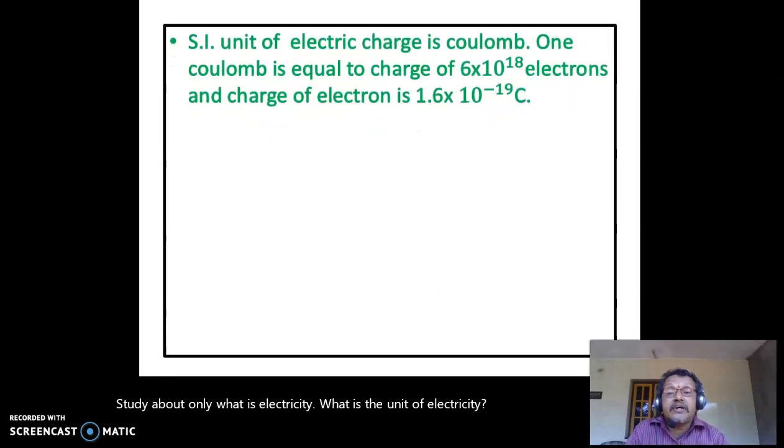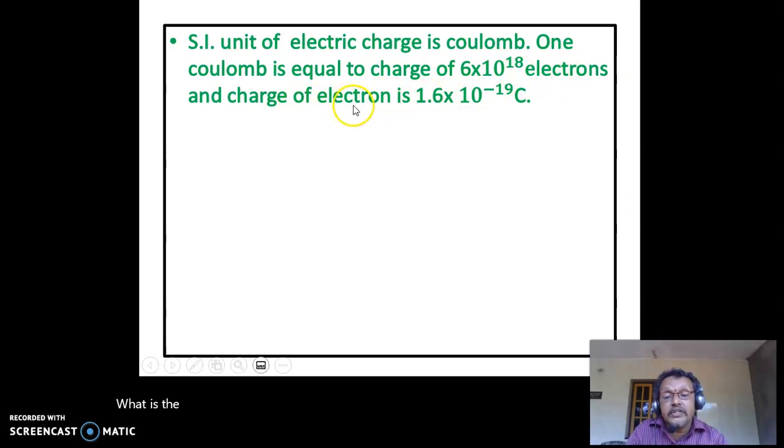Now the SI unit of electric charge is coulomb. 1 coulomb is equal to 6 into 10 to the power of 18 electrons. Remember that. And the charge of an electron is 1.6 into 10 to the power of minus 19 coulomb. This is the charge.